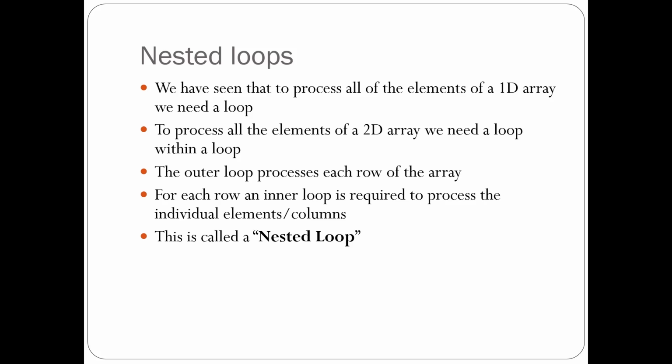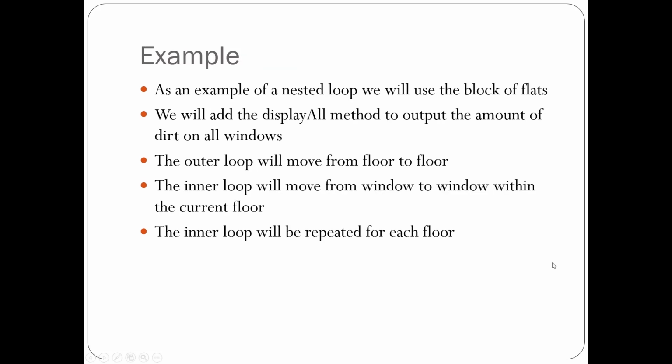But what we have to do is think of a way of visiting each of the elements in the array, or each of the windows in a building, which is what we're leading to, in a structured manner. And the way that we do that is we use something called a nested loop. Now, a nested loop is basically a loop inside a loop. So again, we're going to look at the block of flats as an example. And what we're going to do is move from floor to floor, and then as we visit each floor, we're going to go from window to window within that floor and repeat it.